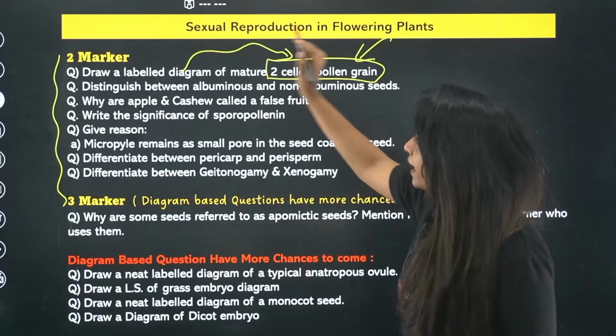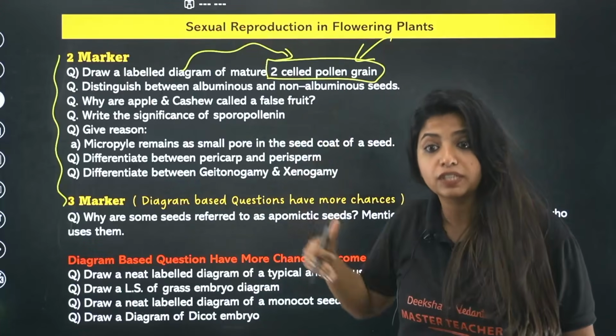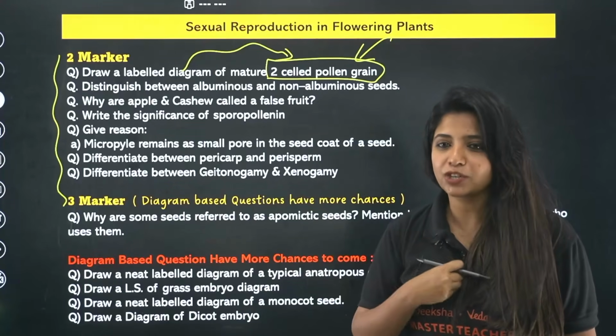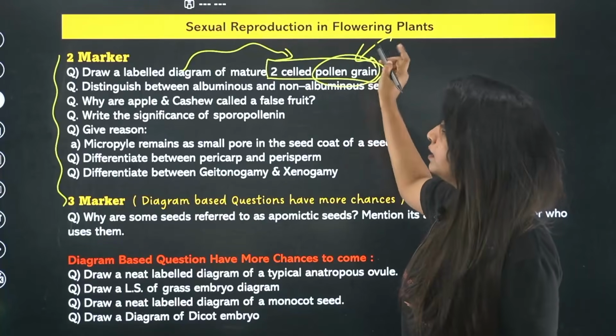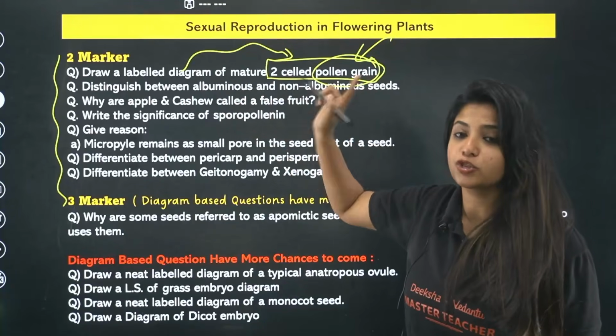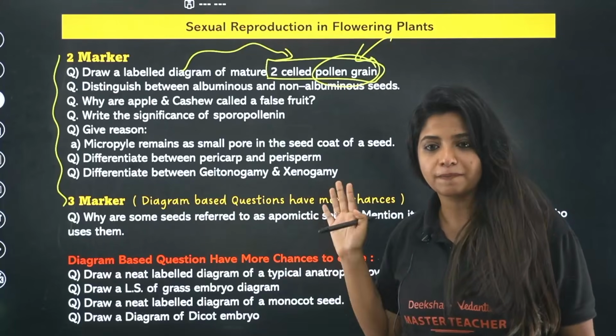And when you draw a labelled diagram of this particular pollen grain, you get to understand all the other features as well. That is the expectation a teacher would be having. So make sure you know the concept really well. Whenever I show you something over here, the concept behind it should be super clear, then only you will be able to answer any question that comes from that particular topic.